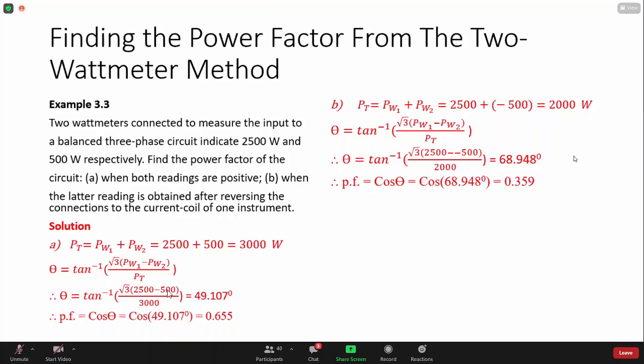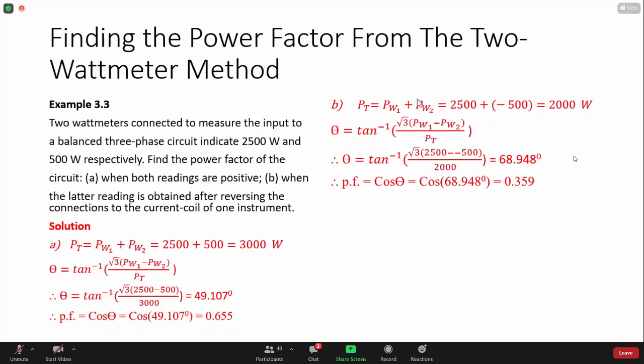So √3 times (2,500 minus 500) divided by 300. It works out that the angle is 49.107 degrees. And then I find the cosine of that 49.107, and that works out to be 0.655. All right, the thing with this, though, you can't tell whether it is a lagging or leading power factor. We're just using the readings. I guess we'd have to know exactly what makes up the load in the circuit to know whether it's lagging or leading. But the calculations alone won't tell you whether it's lagging or leading.